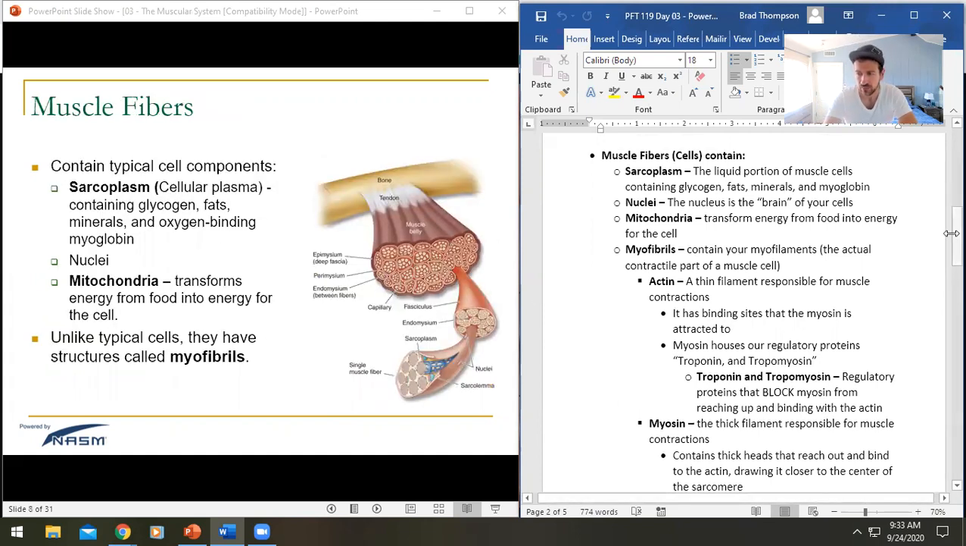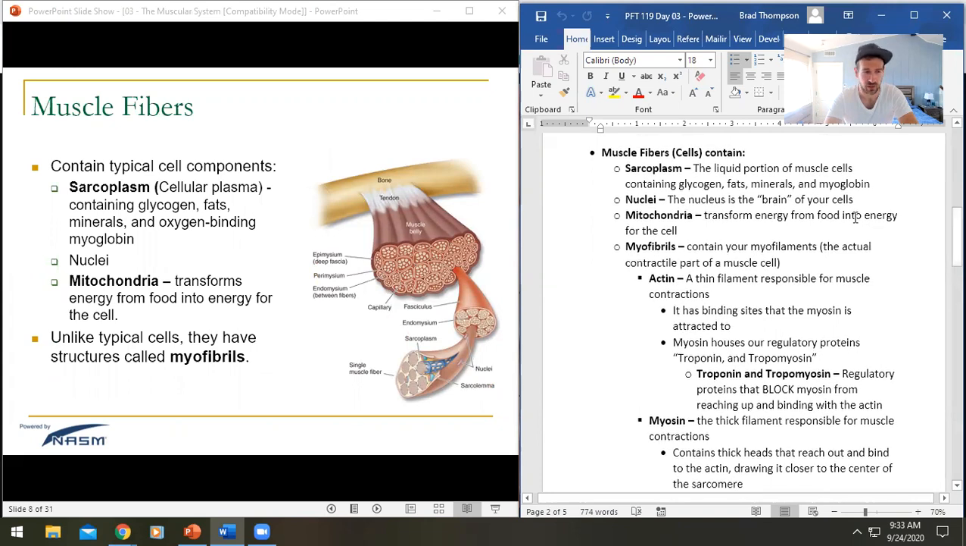So let's go ahead and look at muscle fight. Actually, questions, comments, concerns. How you guys feeling?